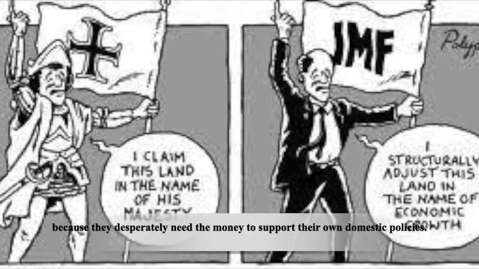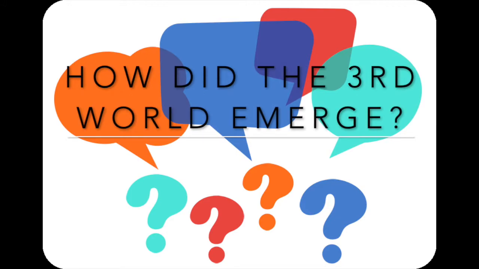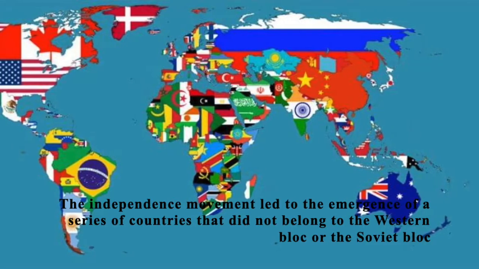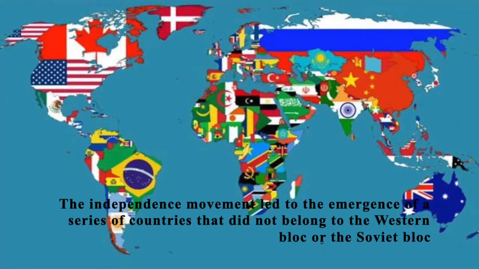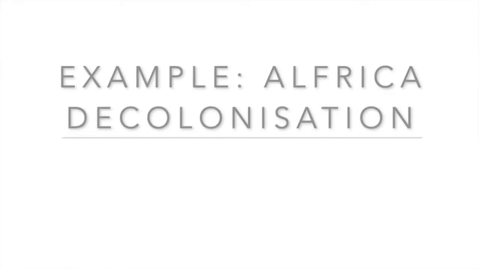And population resettlements, like the relocation of Jews in Palestine and Sikhs and Muslims in border areas of India and Pakistan, raised conflictual problems. So how did the Third World emerge? The independence movements led to the emergence of a series of countries that did not belong to the Western Bloc or the Soviet Bloc. These countries had various features in common, including underdevelopment and rapid demographic growth, and they became known collectively as the Third World.